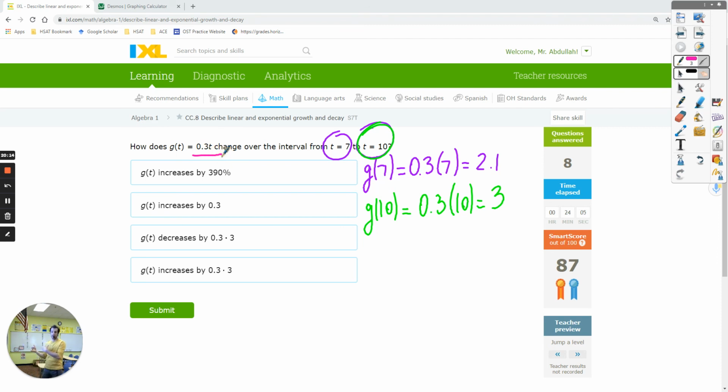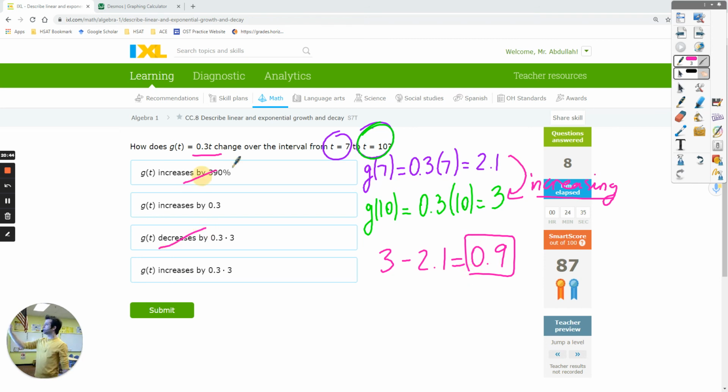Once you do this, you subtract the answers. So 3 minus 2.1 equals 0.9. That's what you're looking for in the answers, but there's no 0.9. What are we gonna do? So, by the way, figure out if it is increasing or decreasing. This one is increasing, right? And then now find another number that would be equal to this. Increasing is my answer. I don't need a percentage. It's either increasing by 0.3 or increasing by this number. What is that number equal to? 0.3 times 3 equals 0.9. So that one is my answer.